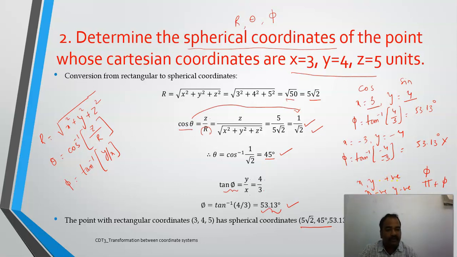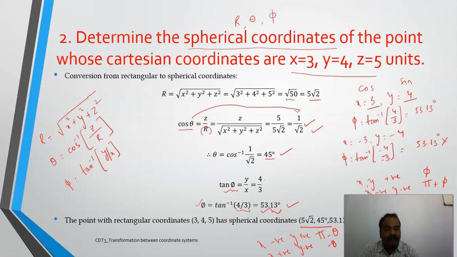Okay, if let us suppose x is negative, y is positive, then cos theta is negative, y is positive. So which quadrant? Second quadrant. So you take it as pi minus theta. If x is positive and y is negative, you take it as minus theta. So this you should remember while you are computing phi. Okay. So as of now, since both are positive, I will directly take it as phi. So it is 53.13 degrees.